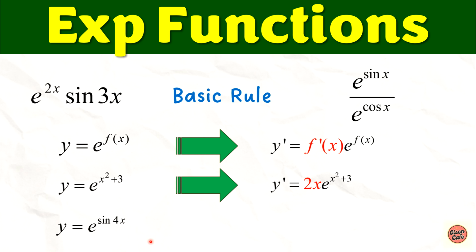Now let's take a look at another example. I will have y equals e to the power of sine 4x. If we keep the exponential function, what I will focus on now is to differentiate the index. We have learned earlier on to differentiate the index. This will give me 4 cosine 4x. Right? So putting this together, I will get the derivative equals 4 cosine 4x times e to the power of sine 4x. So this is the basic rule that all of us need to be very familiar with.